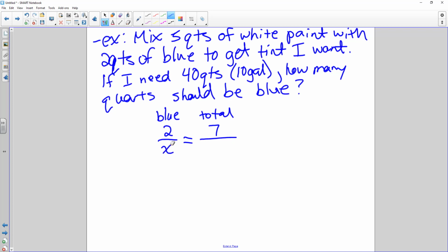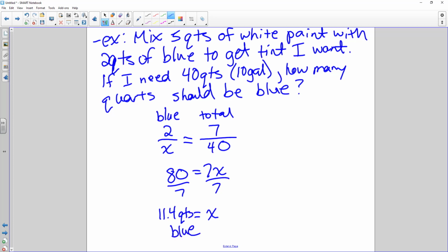So I don't know how many quarts of blue if I need 40 altogether. Okay, so this should be my setup. So when I cross multiply, 2 times 40 is 80, equals 7x. Divide both sides by 7, and 80 divided by 7 is 11.4, about. So I need about 11.5 quarts of blue. And then I could figure out how many I need of white as well, just do 40 minus that, but I was just asked how many quarts of blue.